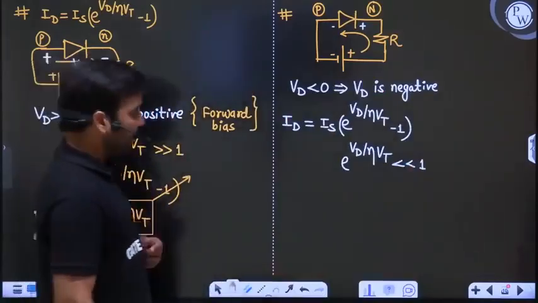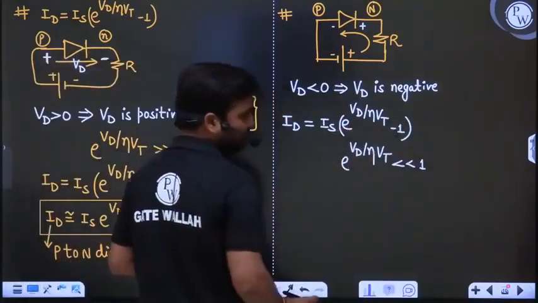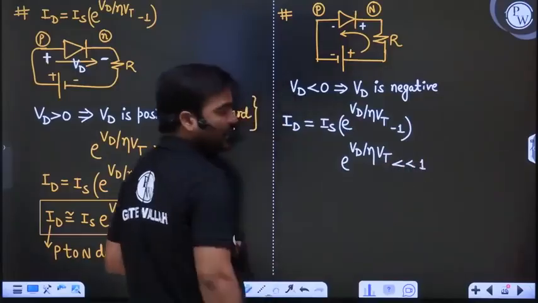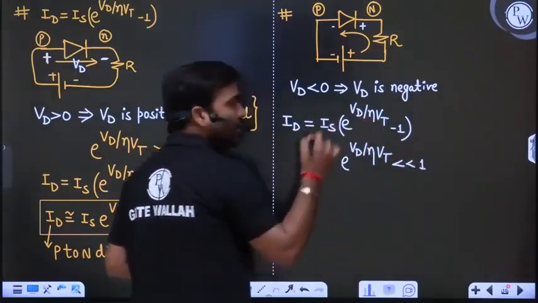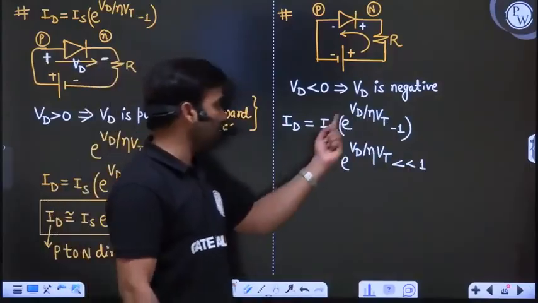Now see, here it is written A minus B, where this 1 is very much high. This 1 is high compared to this. We will neglect which term? This term or this term?